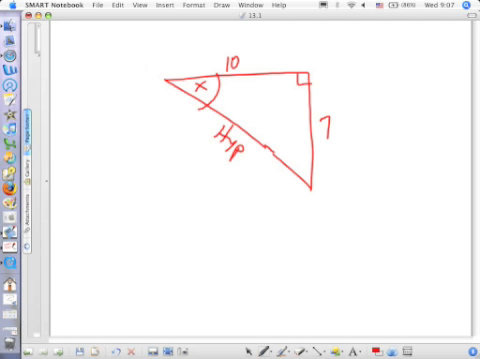TOA. So it's the tangent of your angle, which is what we're looking for, is equal to the opposite over the adjacent. Well, is that going to be 7 over 10 or 10 over 7? 7 over 10. 7 is opposite the angle. 10 is right next to the angle, which would mean adjacent to it.